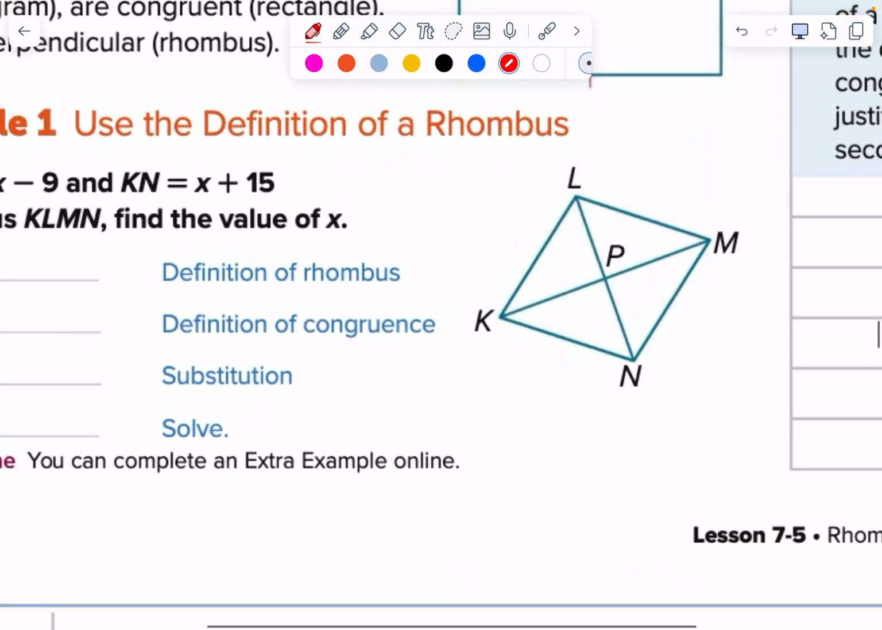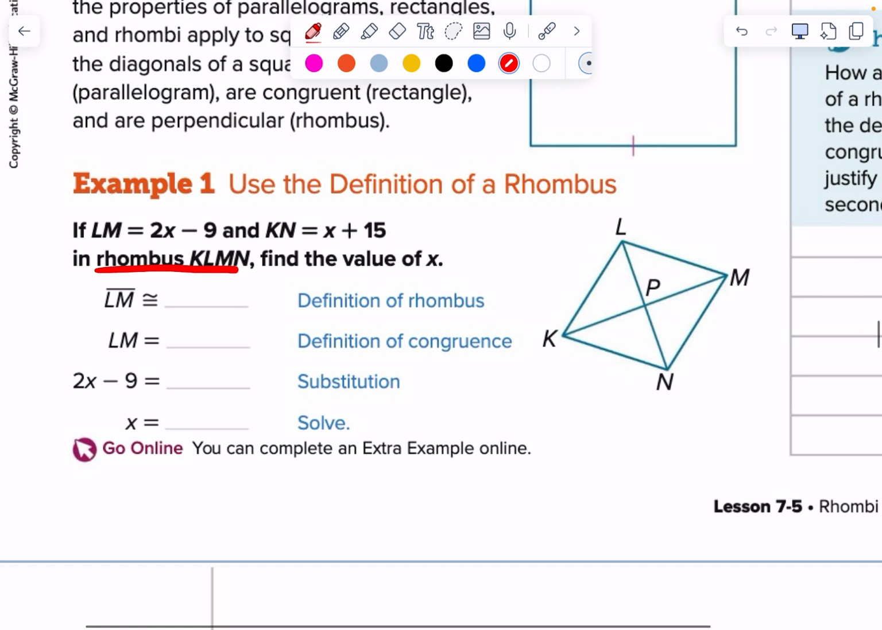Example 1, this is a rhombus. They tell you it's a rhombus, okay? Look for those key words, because at the end of the chapter, when they start to slam everything back together, look to see what is that shape? Is that just a regular old parallelogram, or is it a rhombus? LM is the length of the side, and they label that as 2x minus 9. KN, which is this guy right here, is x plus 15. Find the value of x.